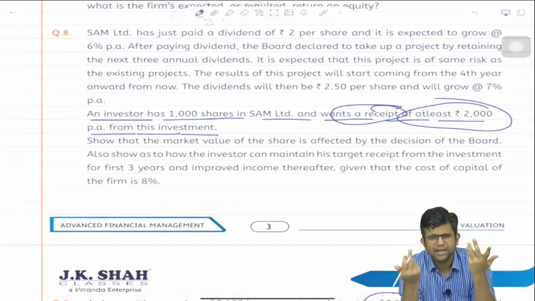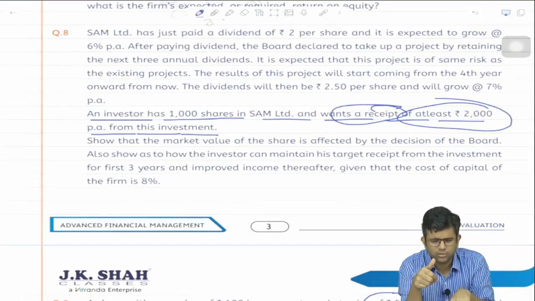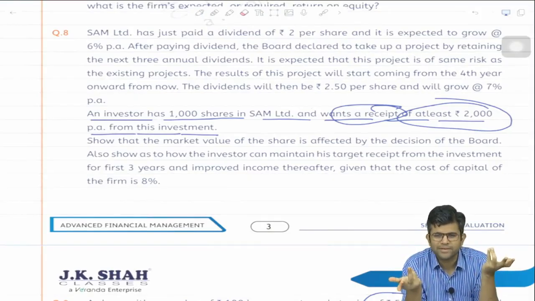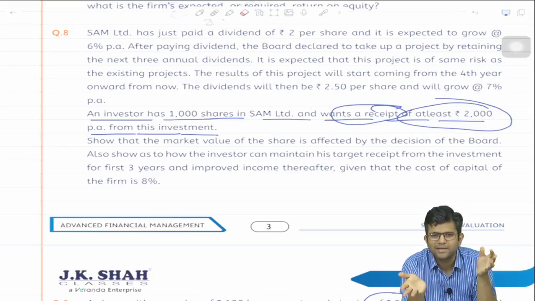Now students, give me any reason on the chat box why he wants 2000 every year. Don't give a logical reason, give any funny reason. There must be something in his life for which he needs 2000 rupees. That they have not said. You tell me any reason. We'll take that and we'll go ahead. He's saying I want minimum 2000 every year.